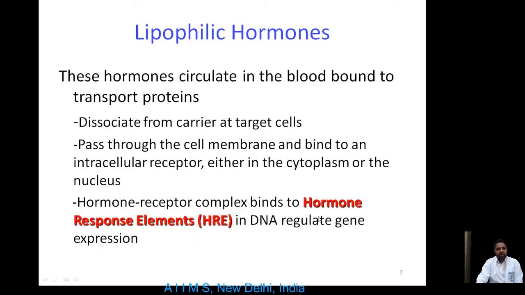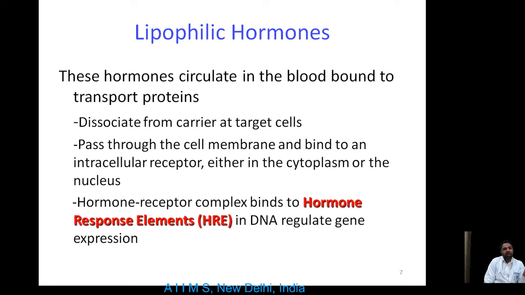Lipophilic hormones circulate in the blood bound to a transport protein, and dissociate from the carrier at the target cell. Generally, these hormones need a carrier. They bind with albumin or maybe some other component, so that they can easily travel through the bloodstream.